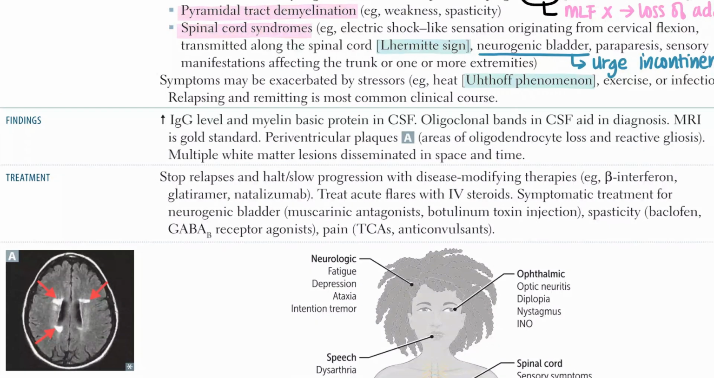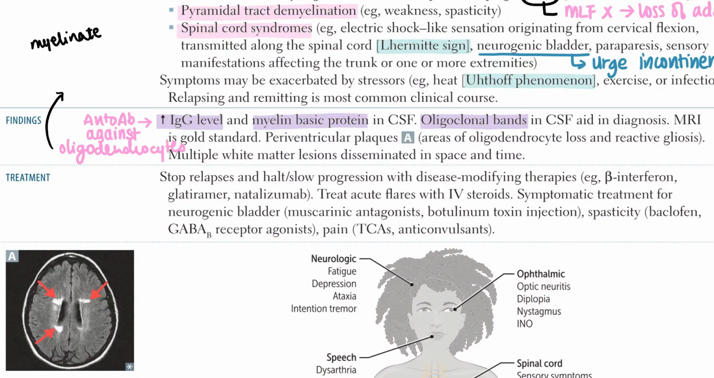On doing a lumbar puncture, you will find that in the CSF there are increased IgG levels, myelin basic protein, and oligoclonal bands. IgG levels are because of autoantibodies against oligodendrocytes. Oligodendrocytes are cells which myelinate the brain, the spinal cord, and the optic nerve.